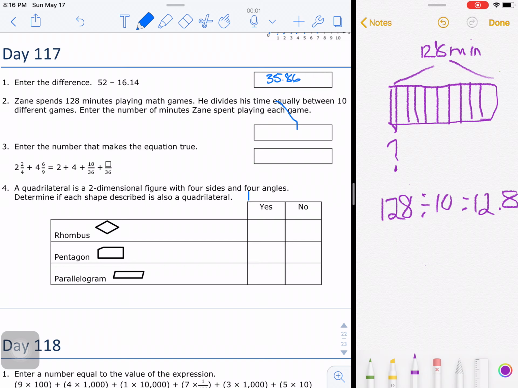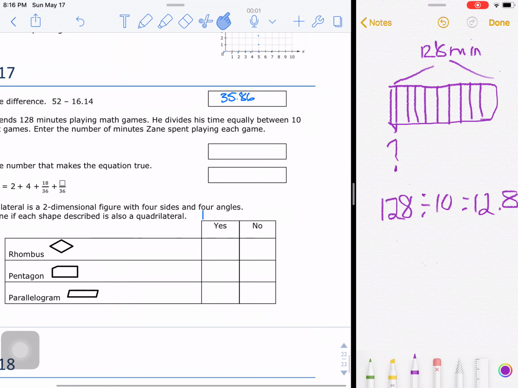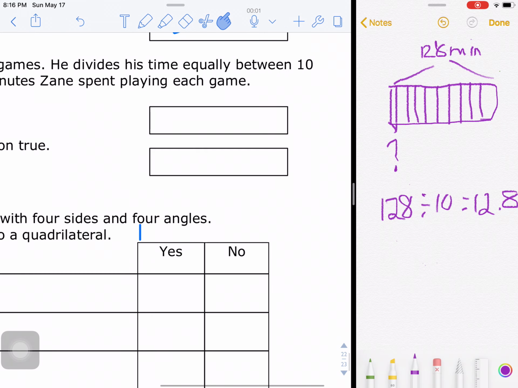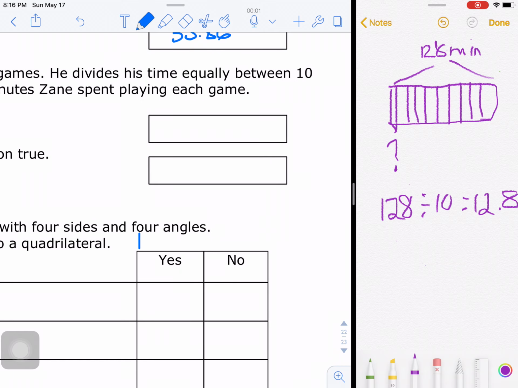And that takes us back, remember when way back at the beginning of the school year when we learned how to divide powers of 10 by shifting digits left or right. When we're dividing, we shift all the digits to the left, one place for each power of 10. So he spends 12.8 minutes per game.